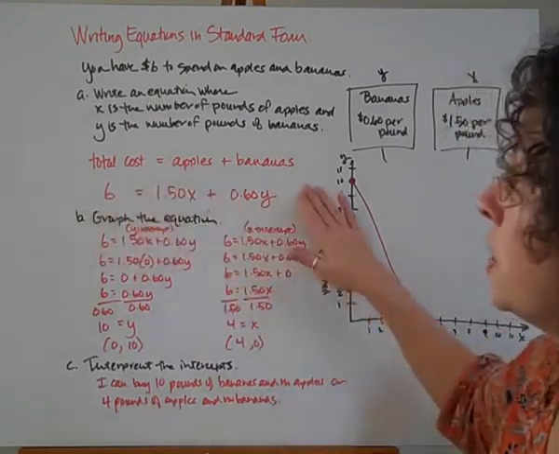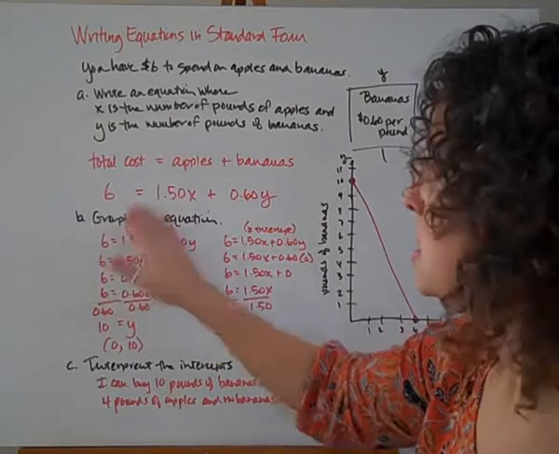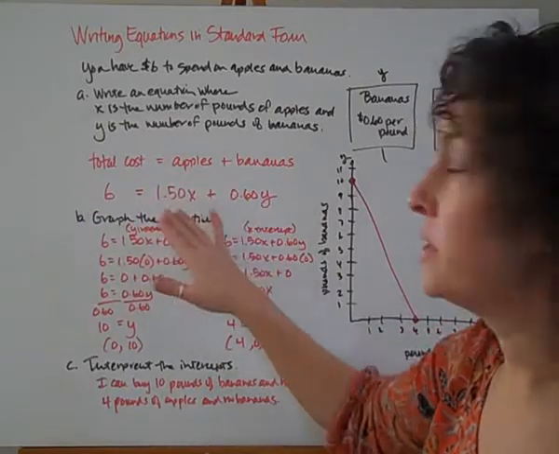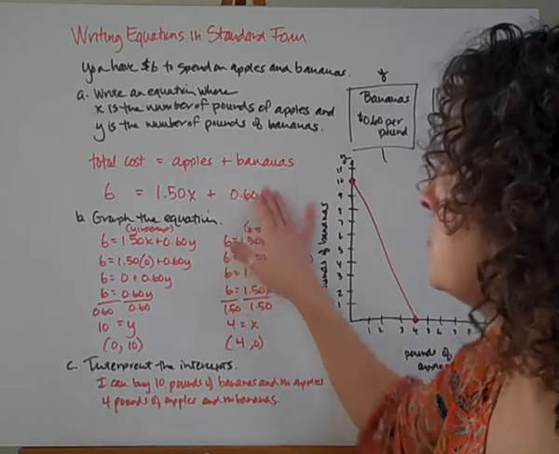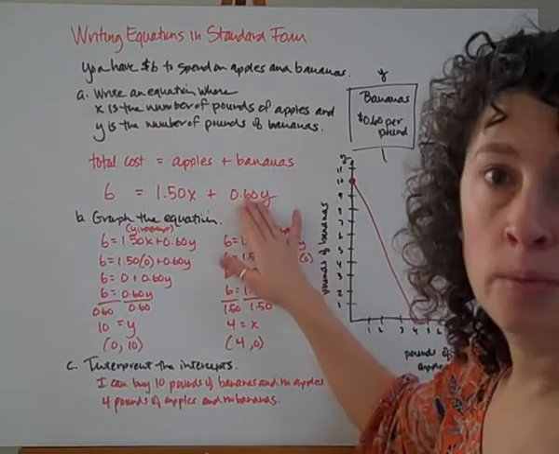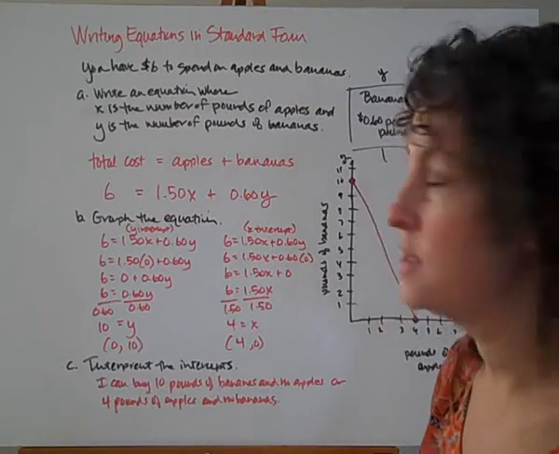All right, so here's my equation. The total cost of $6 should be equal to how much I spend on apples, and that depends on how many pounds of apples I buy, and 0.60 times y for my bananas. How much I spend on bananas depends on how many pounds of bananas I buy.